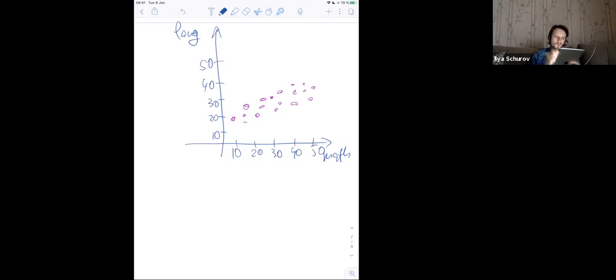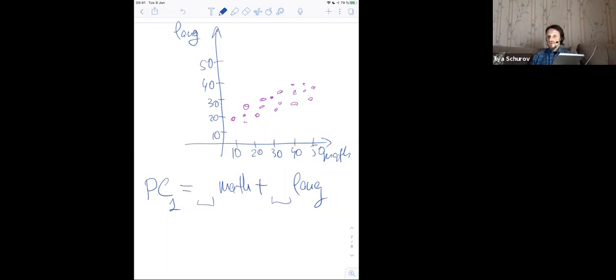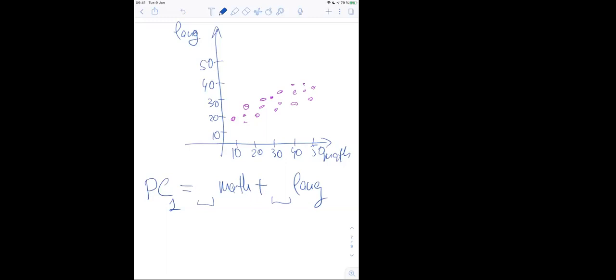How do you think? How should we use this information when we write this formula for PC1? So I can give some weight to math and lang. I can include some coefficients, and which variable should I include with a larger coefficient? How do you think?